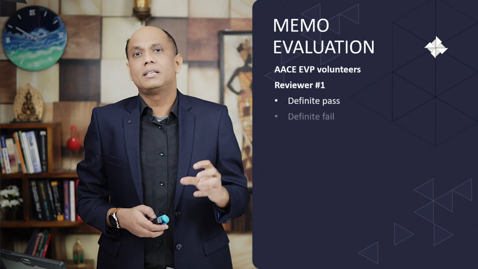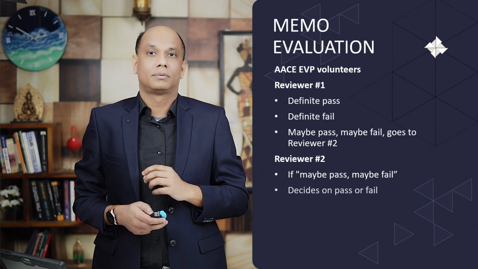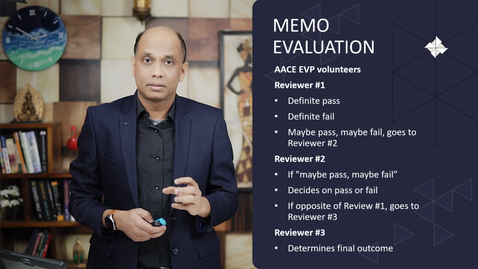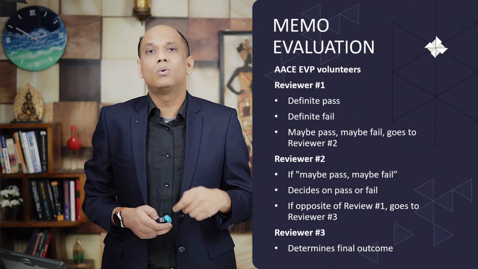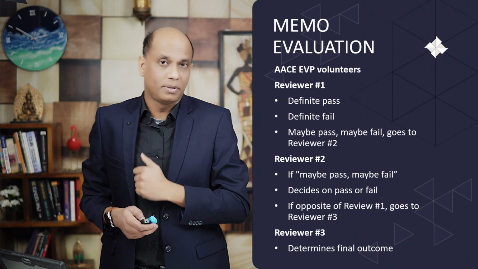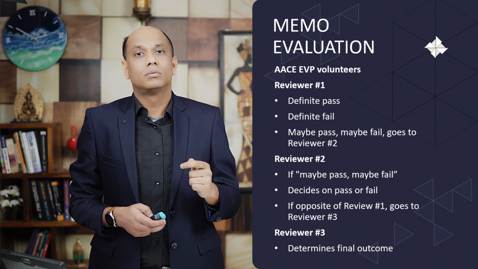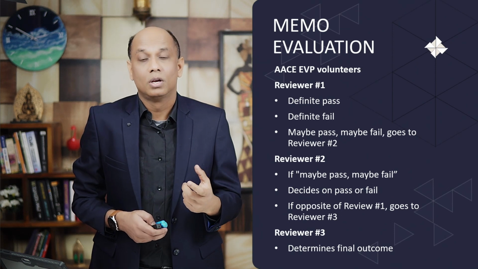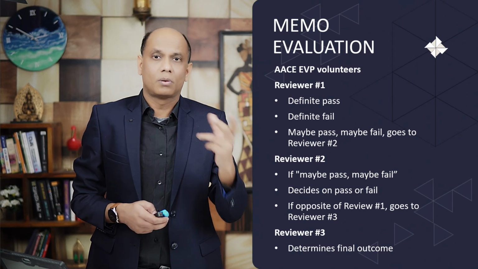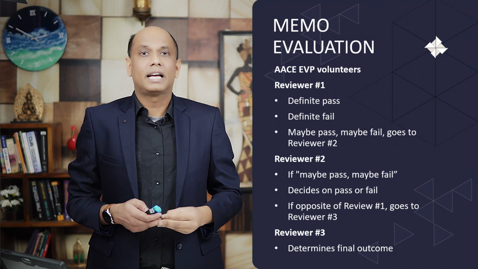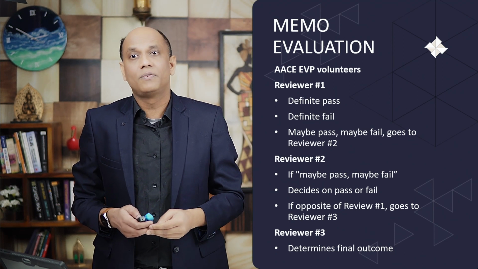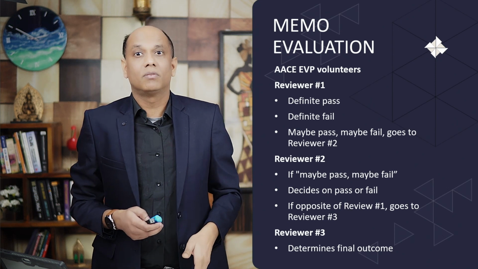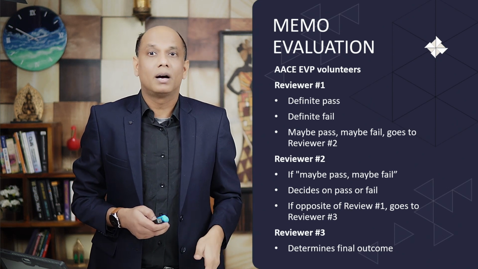Here is how AAC will evaluate your memo. First of all, the memo is read by AAC volunteers, people who already have EVP certifications. Reviewer number 1 gets the electronic version of your memo from the test center or from AAC, and that person will look to see if you are definitely pass, definitely fail, or maybe pass or maybe fail.